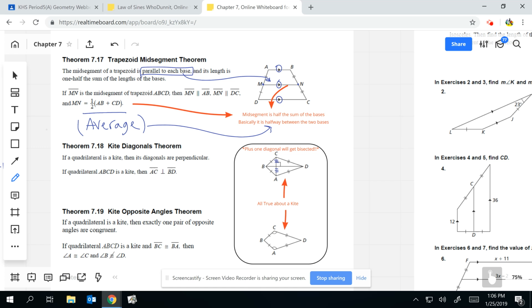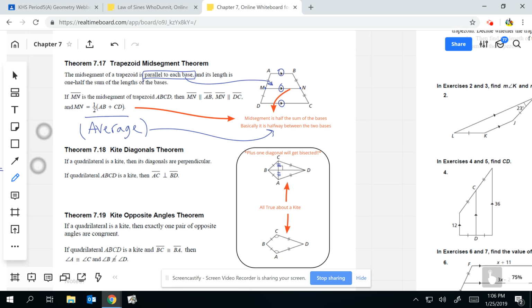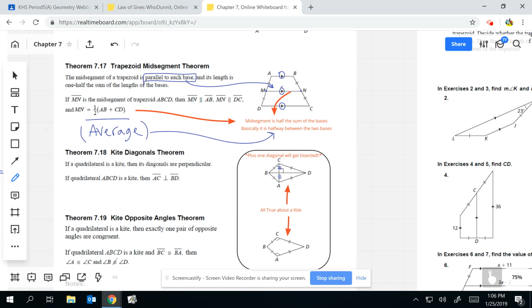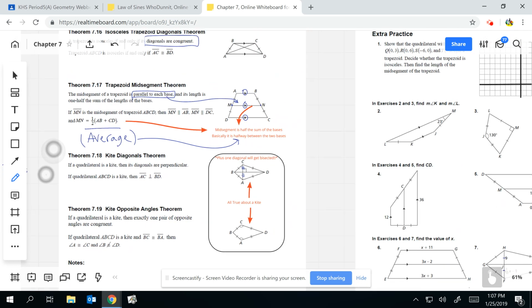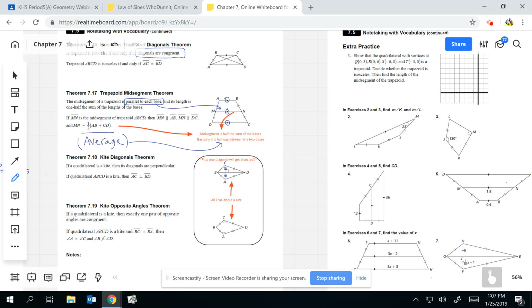I told you that one diagonal got bisected. I told you that you had an angle equal, that you had congruent sides. I told you about the perpendicular diagonals. So all that stuff is in the first picture on the kite, so you don't have to do that. But all of this is true about a kite. Diagonals bisected, all that stuff that you see on the pictures, it's all true about the kite. I just showed you the two pictures that they're all true. Everything you see there is true about the kite.